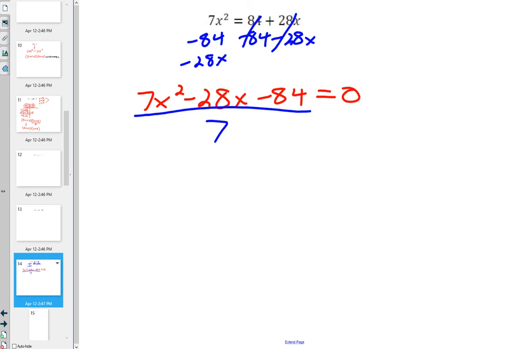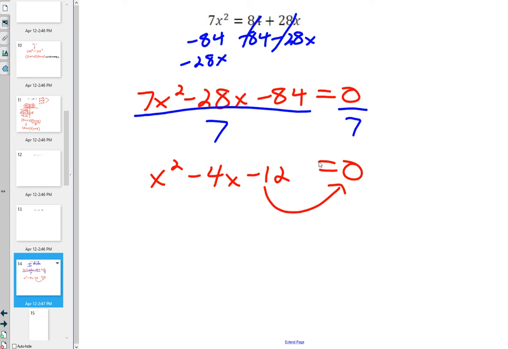So if you were to divide everything here by 7, which coincidentally is what also makes factoring easier on this one, you would get, on the right side, what's 0 divided by anything? Still 0, so that side's not affected. But then over here, we get x squared minus 4x minus 12. So if you were to complete the square, you'd have to move the 12 over to this side. You have to add 12 on both sides. So you would be saying x squared minus 4x equals 12.